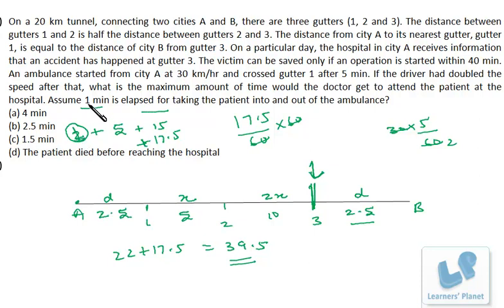I'm sorry, this is actually 1 minute. 1 minute is taken in and out, so it's 1 minute. So precisely the whole time is 21 plus 17.5. That's 38.5, right? So 40 minutes and 38.5 minutes. So 1.5 minutes is the time which the doctor gets to attend the patient, right?